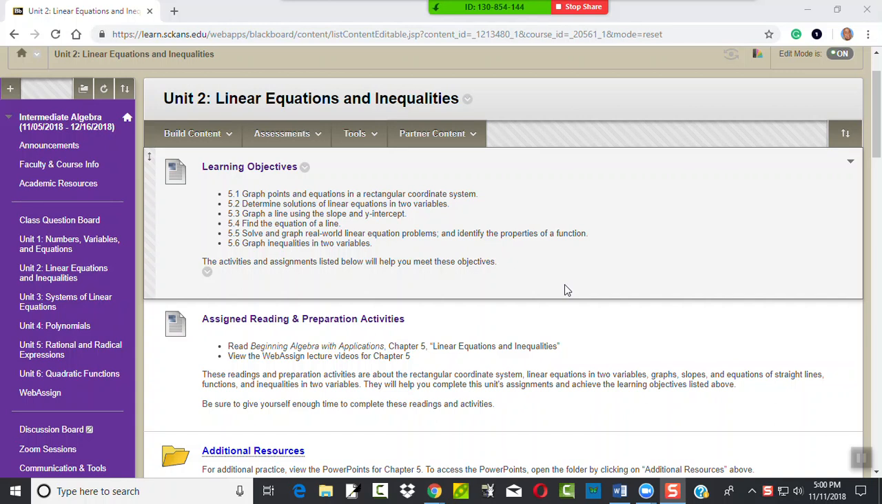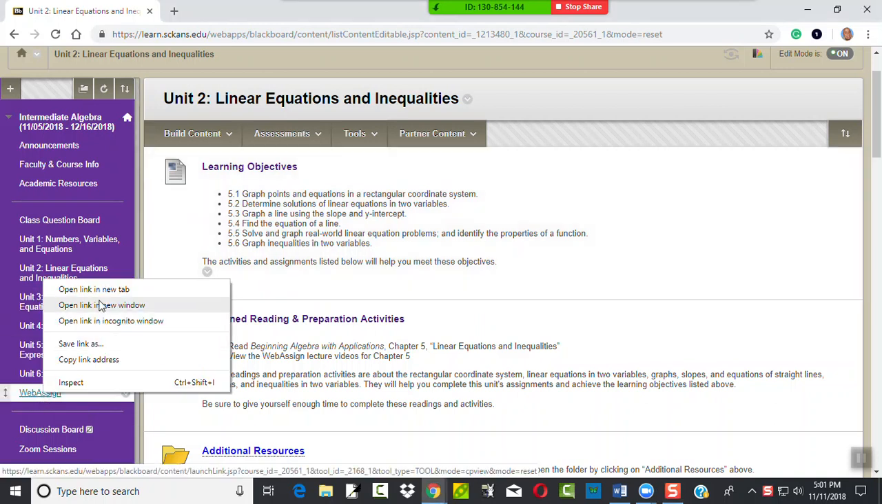Welcome to Unit 2, Linear Equations and Inequalities. Our learning objectives for this unit: graph points and equations in a rectangular coordinate system, determine solutions of linear equations in two variables, graph a line using the slope and Y-intercept, find the equation of a line, solve and graph real-world linear problems and identify the properties of a function, and graph the inequalities in two variables.